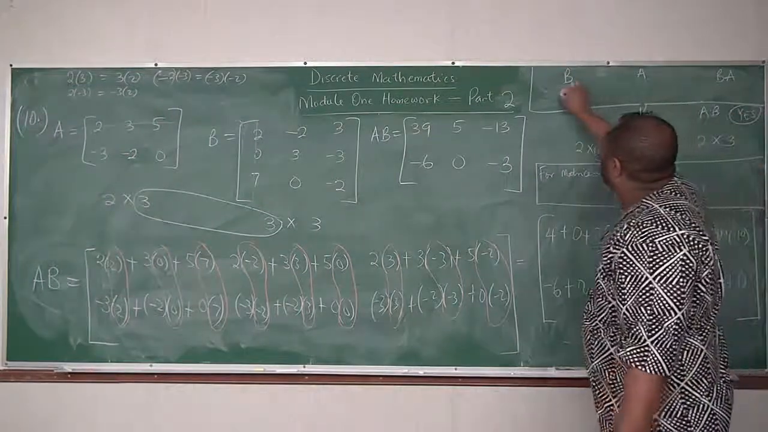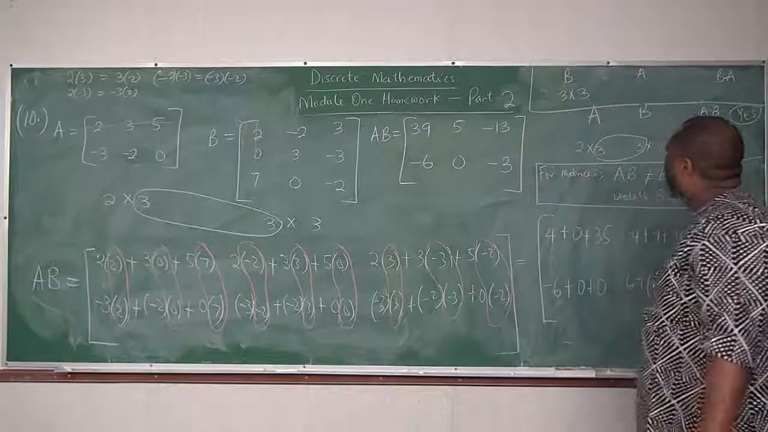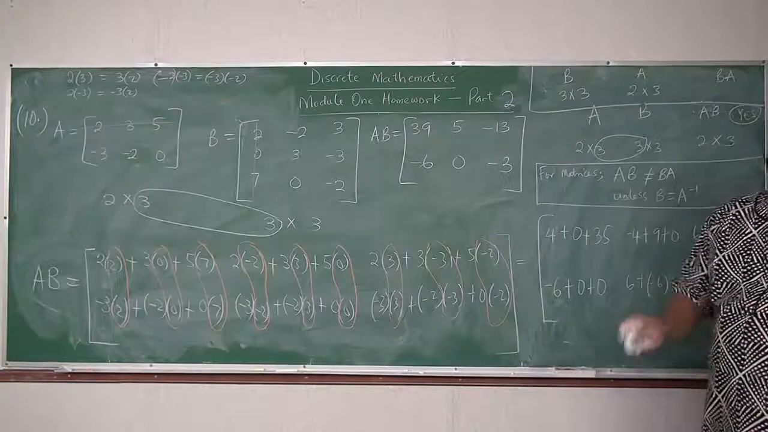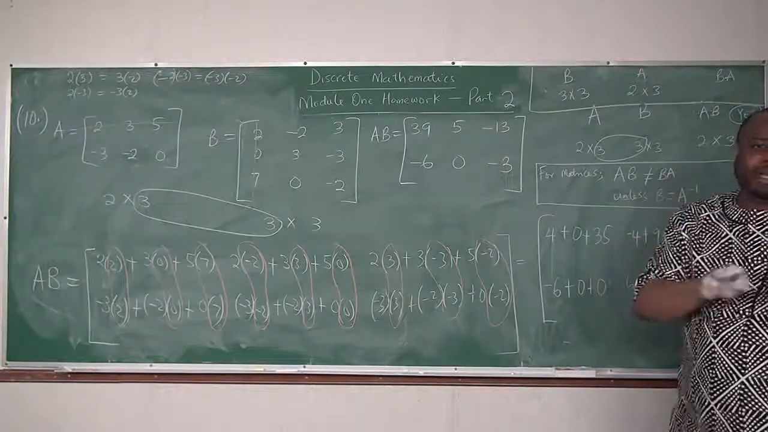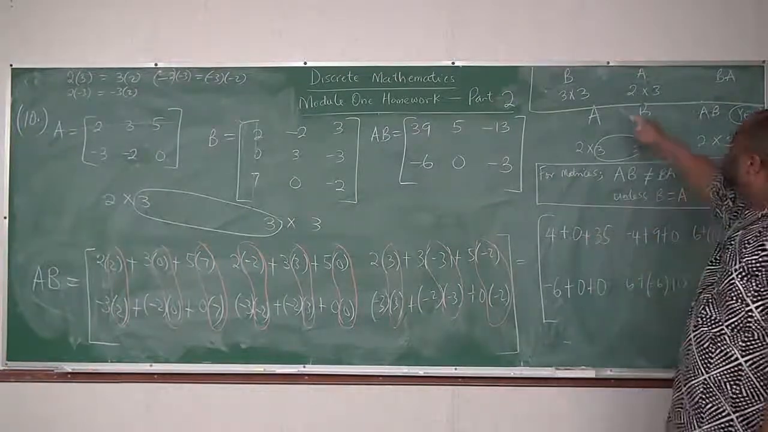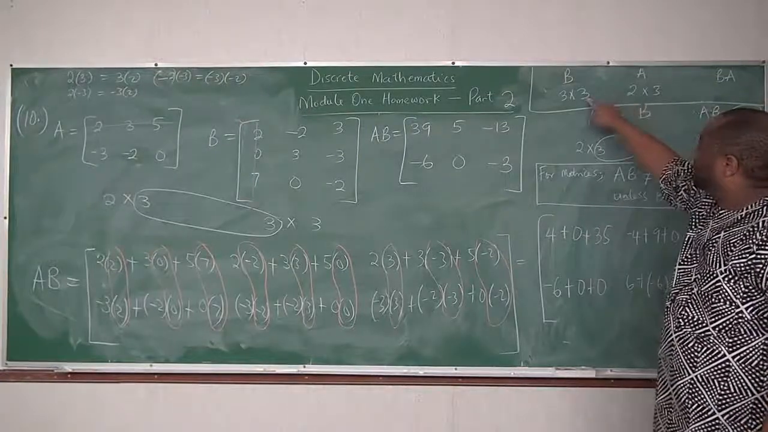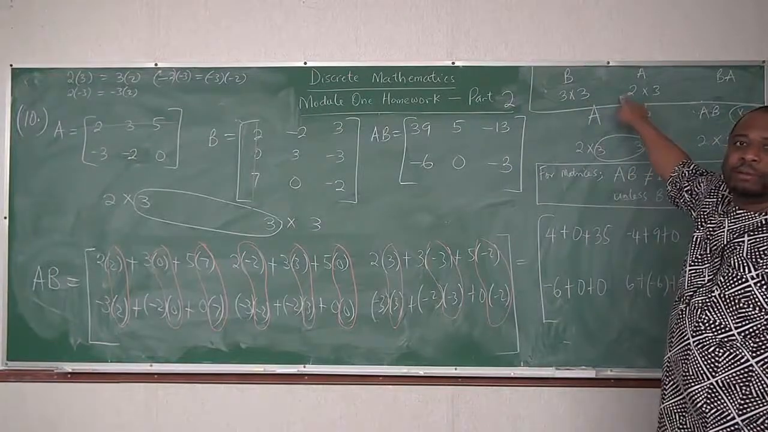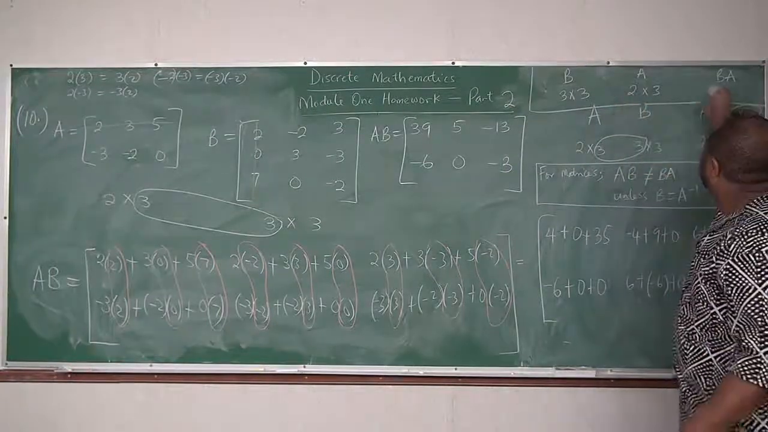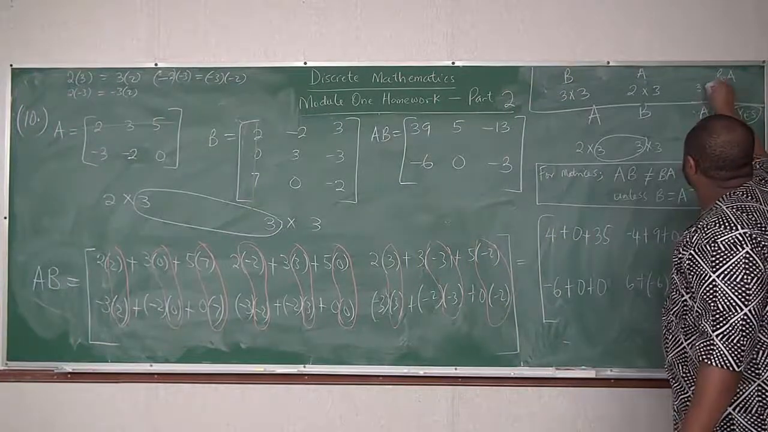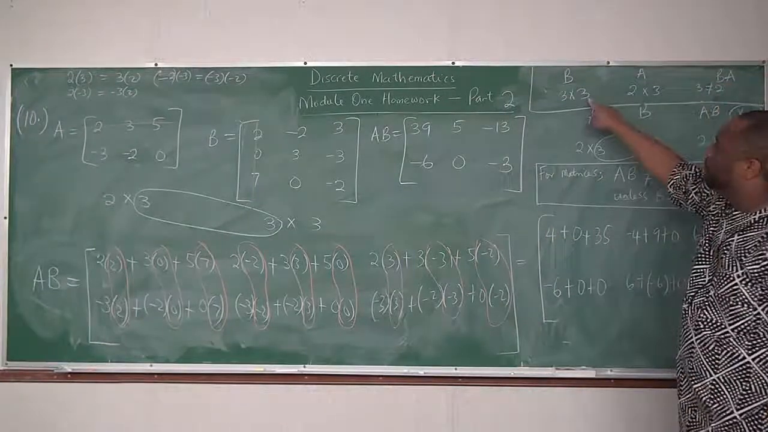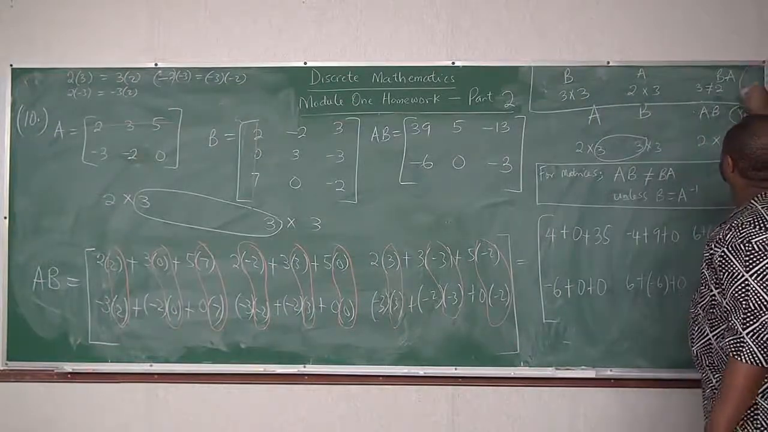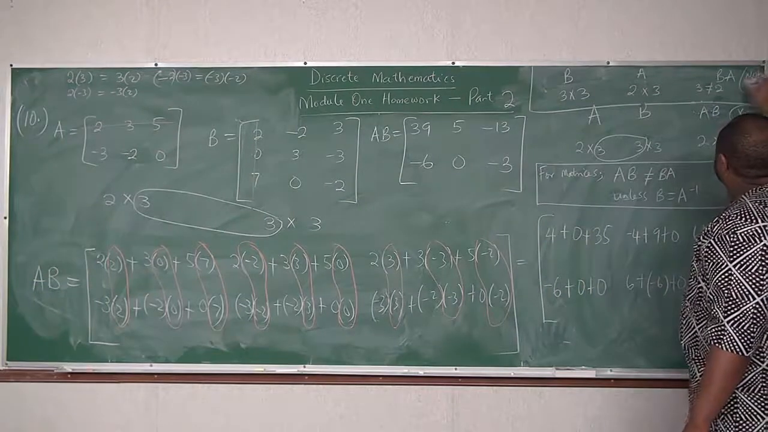So B is a 3 by 3 matrix. And A is a 2 by 3 matrix. Before you multiply matrices, you have to first write their size, their order. So you see here that the number of columns of B is not equal to the number of rows of A. 3 is not equal to 2. The number of columns of B is not equal to the number of rows of A. So, not possible.